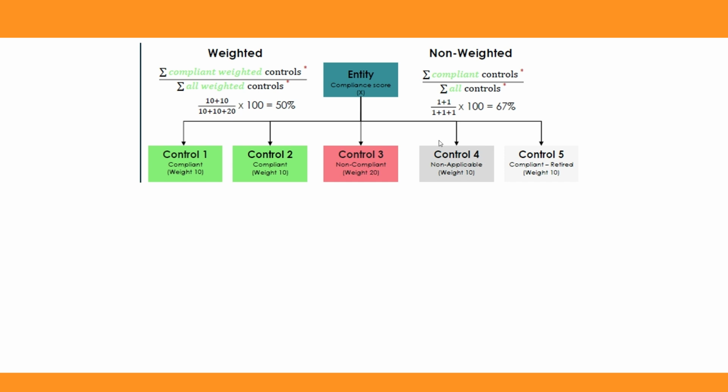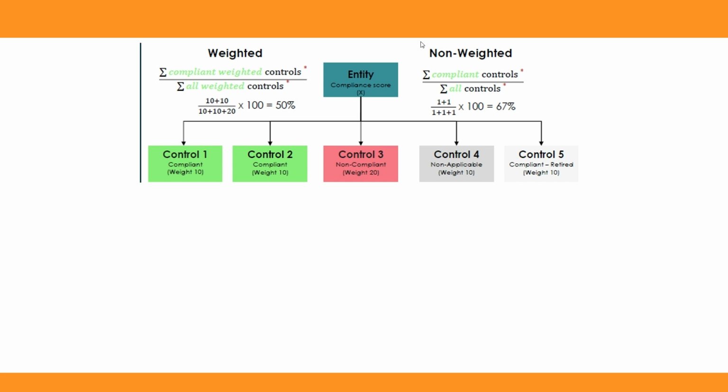And of course, the controls which are not applicable or retired will never actually be taken into consideration. So what we'll be eyeing for is the controls which are compliant. It will be taking the summation of the compliant controls divided by the number of controls which are compliant and non-compliant. So only these three controls will be taken into consideration, and at the entity level for a specific control you will get to understand the compliance score.